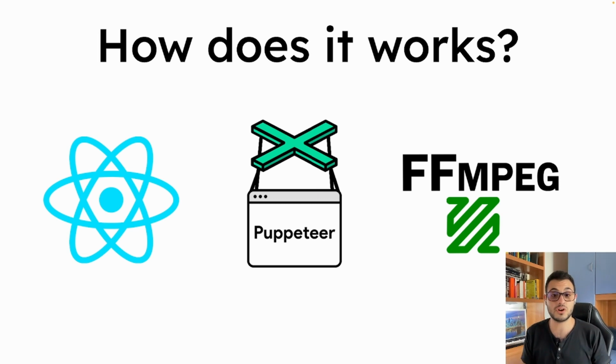But how does it work under the hood? Well, first of all, we have React, so we will create some React code, really simple React code. Then this React code gets rendered in Puppeteer, so we will use Puppeteer to take actual screenshots of the viewport. And then all those screenshots, and the same applies for the audio, are bundled together using FFmpeg. And we have our final video.